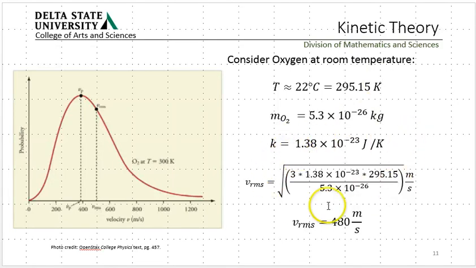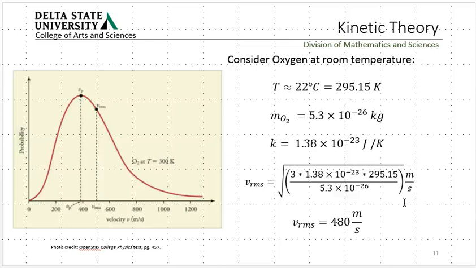If we stick all of that into the equation, 3 times k times the temperature divided by the mass, and it's going to end up being in meters per second, we get that these oxygen molecules in the room are zipping along at 480 meters per second. 480 meters per second. That's over 1,000 miles per hour. So they're really zipping along pretty fast.